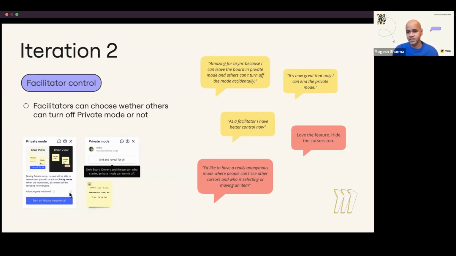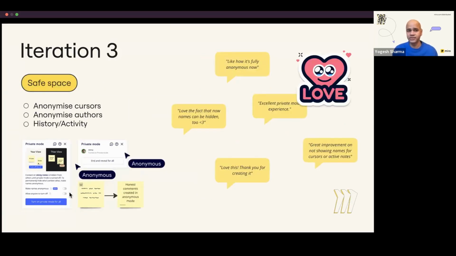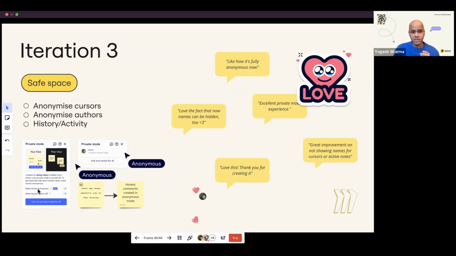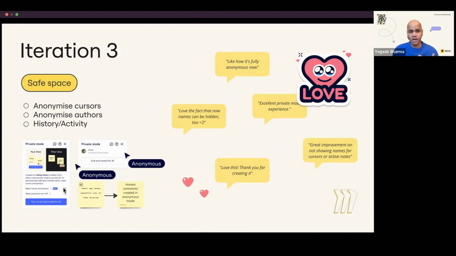People were liking the changes we were making, but they were also asking for hiding the cursors and hiding the names of the people who are adding these comments. The iteration we recently released was about giving people a safe space so that they can be honest in their feedback. We added this option which says "make names anonymous." The cursors are anonymized, the author names are anonymized, the history and activity, everything is anonymized, and nobody would ever know who wrote which comment. That's when we started to hear a lot of positive feedback, from people who had been waiting for this anonymity.